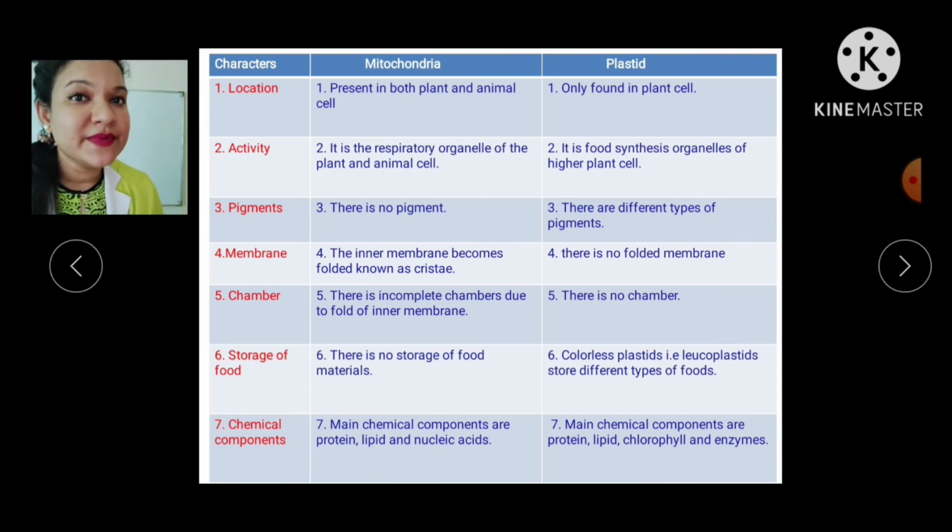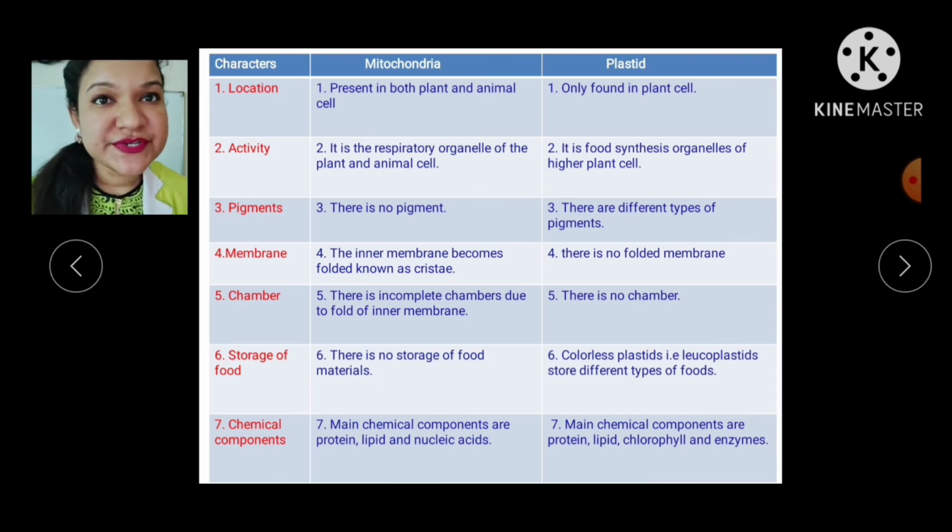Now I will differentiate the mitochondria and plastid. In my previous video I discussed mitochondria and today I discussed plastid. So this difference is very important for you. Mitochondria are present in both plant and animal cells. Plastid is only found in plant cells. Activity: mitochondria are the respiratory organelle of plant and animal cells. Plastid is the food synthesis organelle of higher plants. There is no pigment in mitochondria. Plastid has different types of pigment.